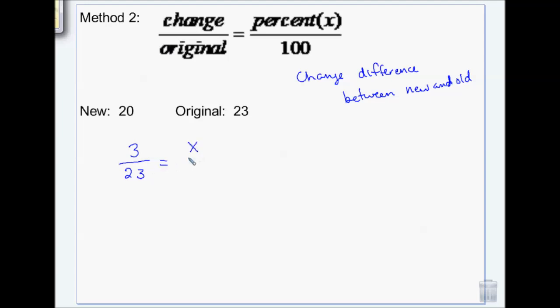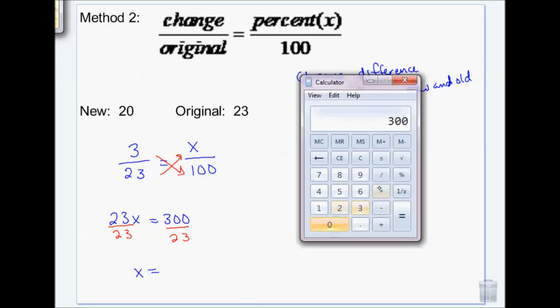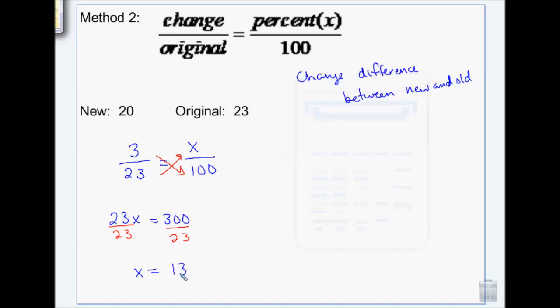I don't know my percent. That's over 100. I cross multiply. And I get 23x is equal to 300. I'm going to divide by 23. And I get 13.04%.